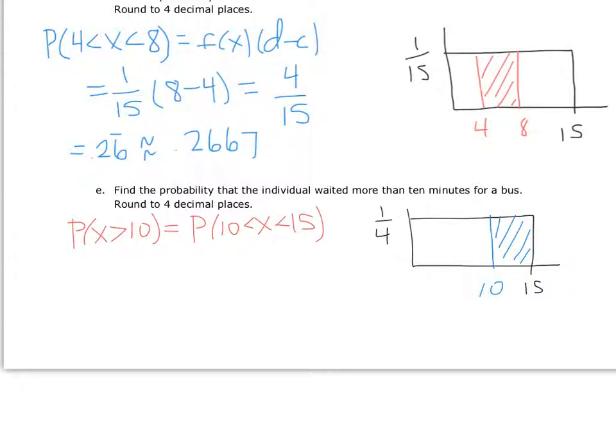Oops, I don't know where I got that 1/4 from. Let's fix that. That should be 1/15. Okay, so this probability is going to be f of x, or the height, 1/15, times 15 minus 10. So 5 over 15, which is 1/3, which if we write that in decimal form to 3 decimal places, we get 0.3333.